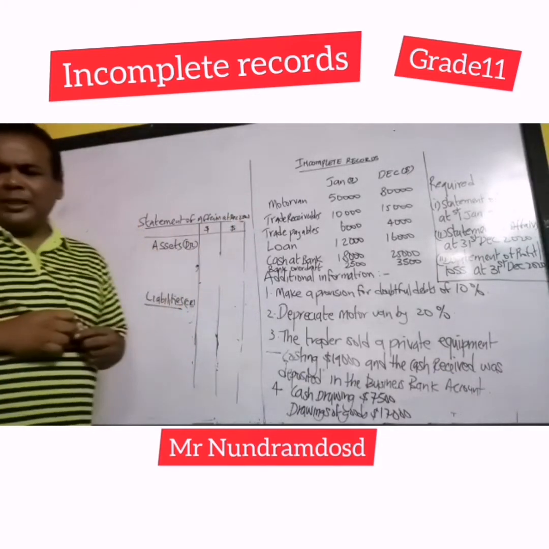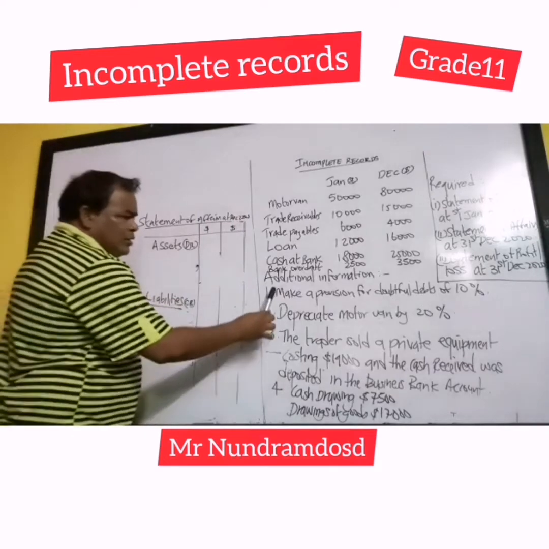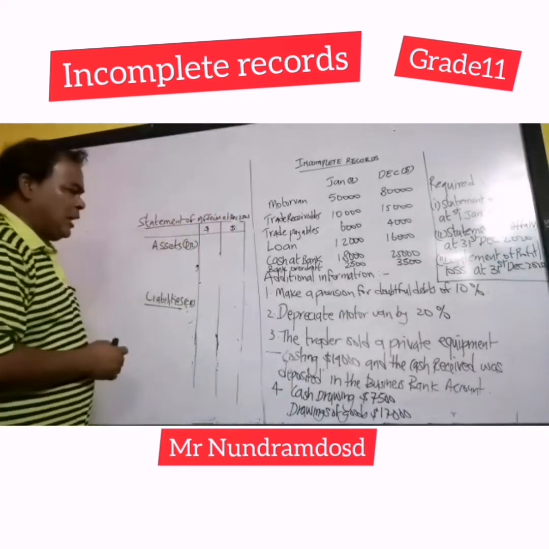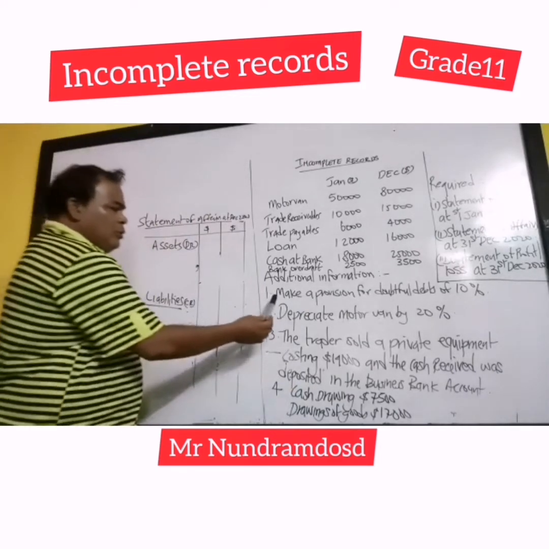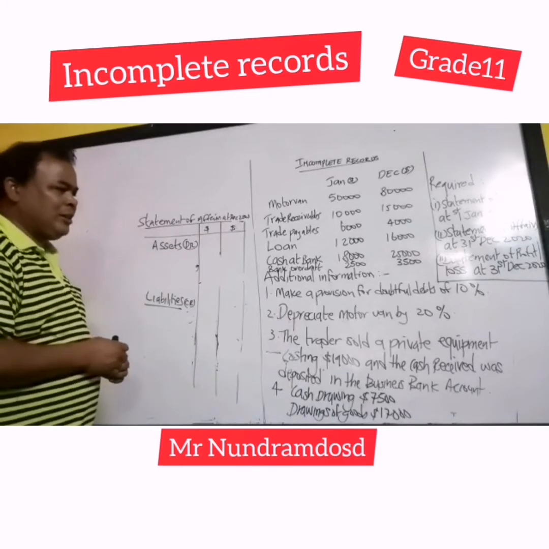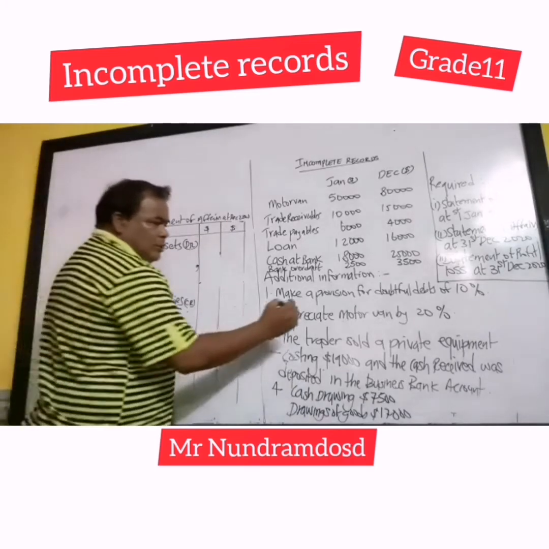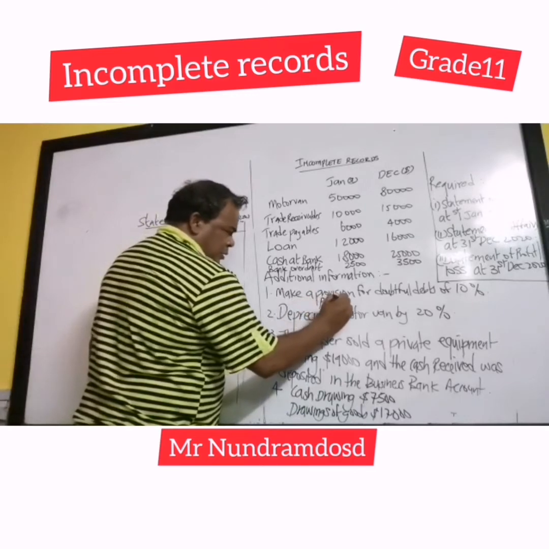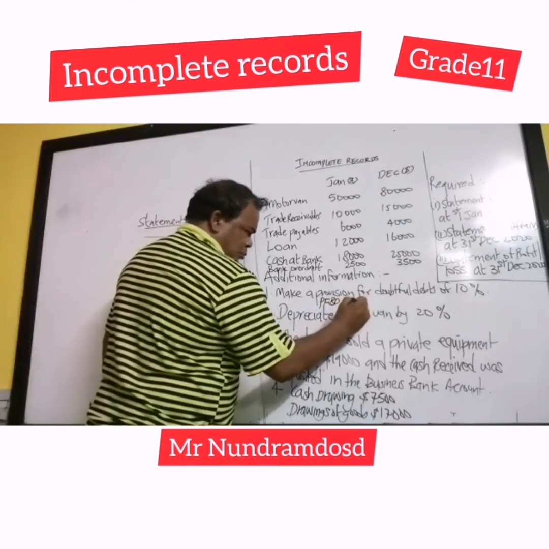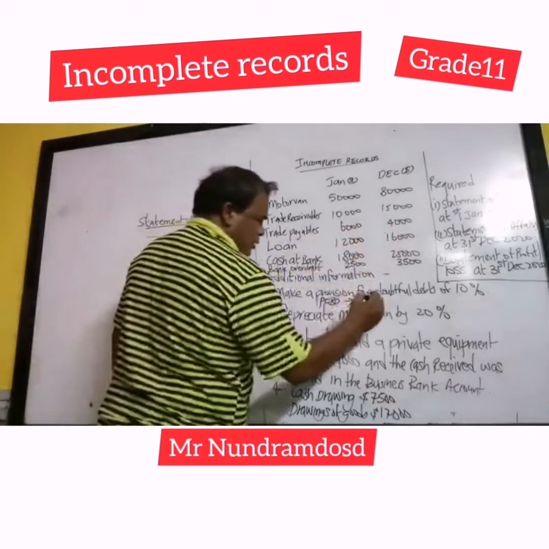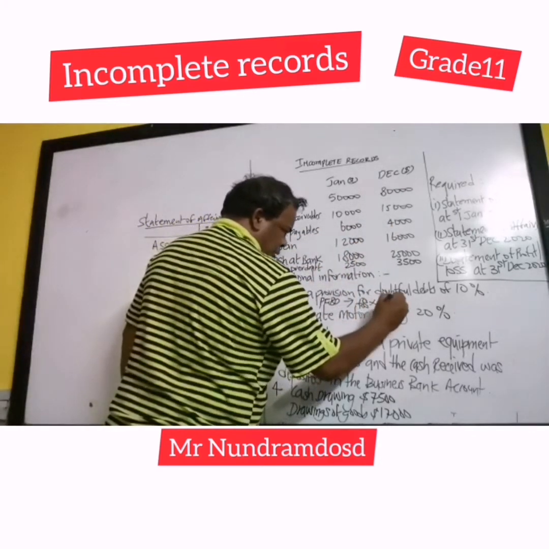Here we are. Let's see the first adjustment. Make a provision for doubtful debts of 10%. So we have to calculate provision for doubtful debts of 10%. Provision for doubtful debt is always calculated on trade receivable. So provision for doubtful debts is equal to 10% of trade receivable at the end, 15,000. That gives us 1,500.